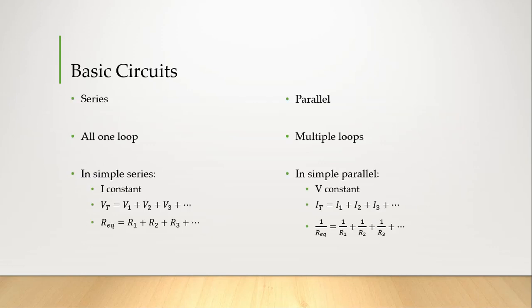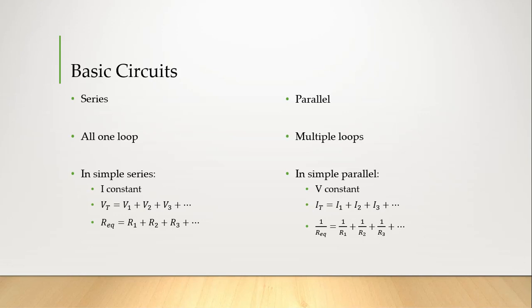So there are two basic types of simple circuits that we deal with. One is what we call the series circuit. In a series circuit, everything is on one continuous loop. So there is one closed loop in the circuit where all the elements of that circuit are on that loop. If this is a series circuit of resistors, the current is constant through all elements of that circuit. We could find the total voltage of the circuit by adding up the voltage across all the resistors, and we can find the equivalent resistance by adding up all the resistances.